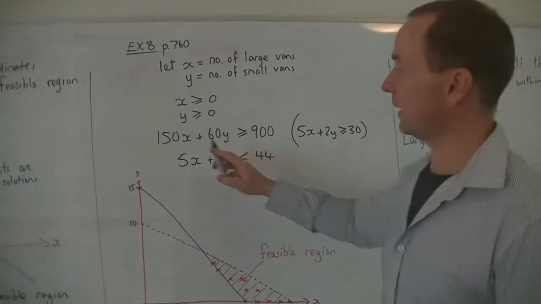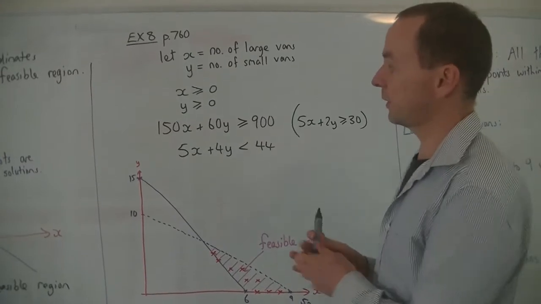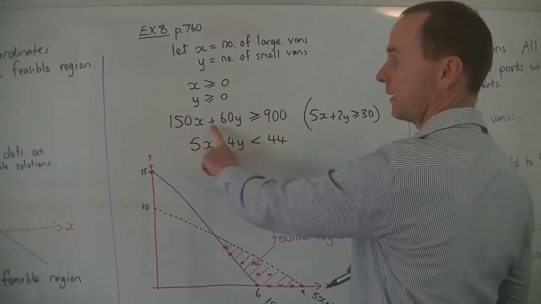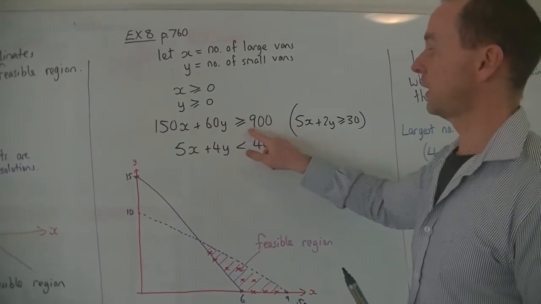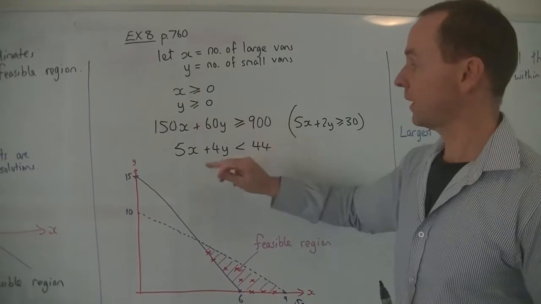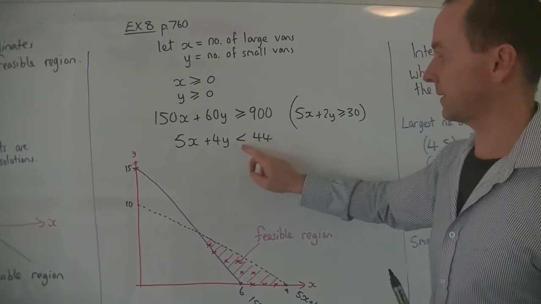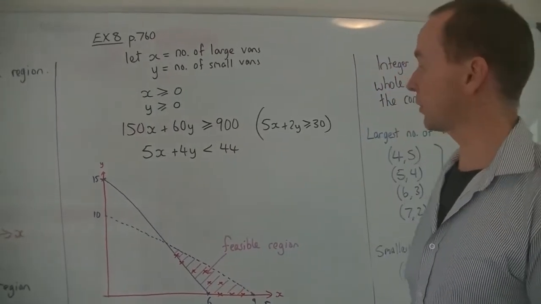Now the next one is something to do with the number of parcels. It says it in the question. This is the hard bit, you've got to be able to work out this equation: 150x plus 60y is greater than or equal to 900. So that equation had something to do with parcels, and the next one had something to do with cost: 5x plus 4y is less than 44. So you have to read the question and be able to come up with those constraints.